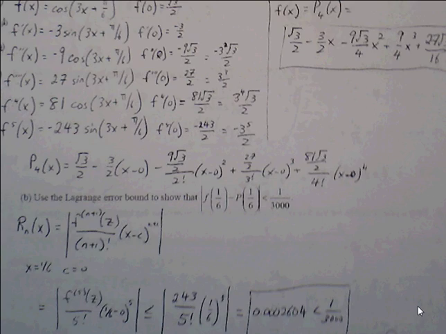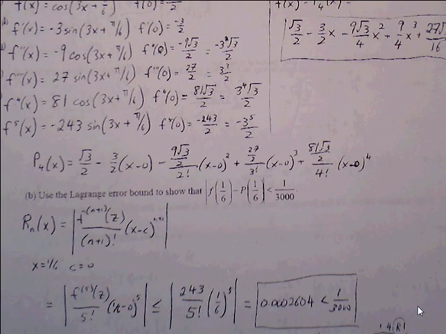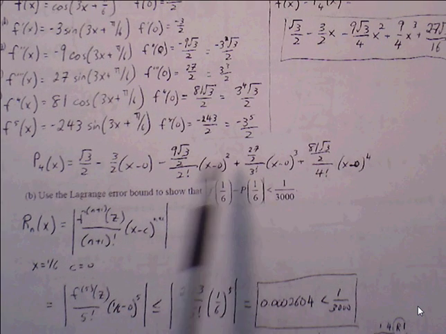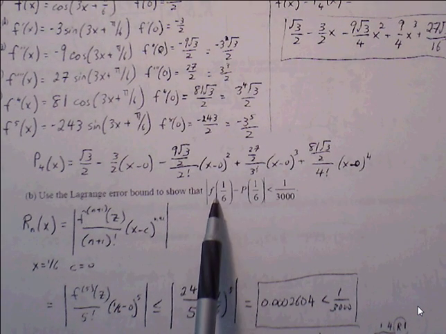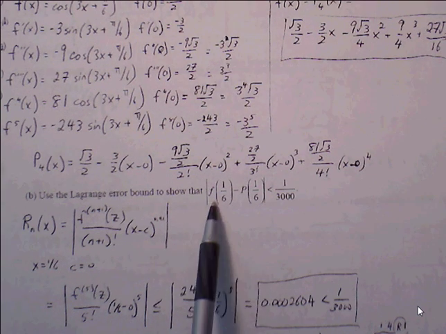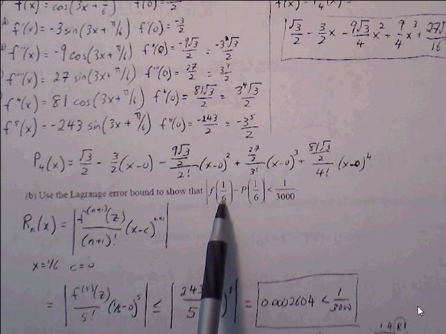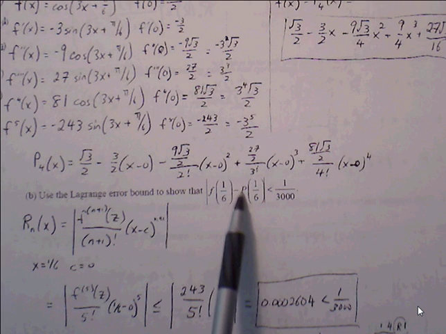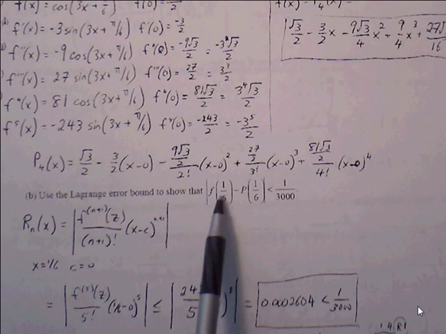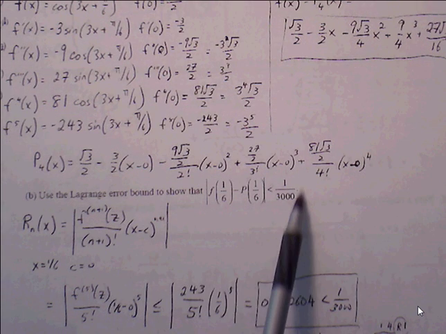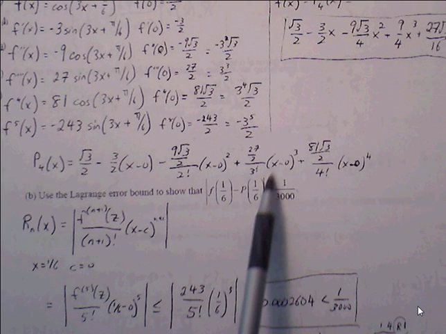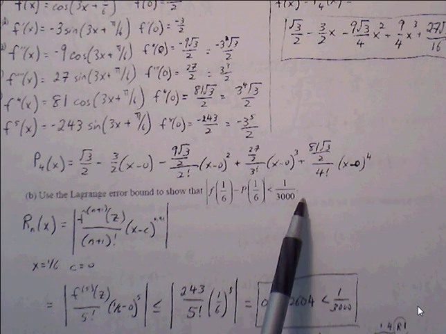Okay, part B. Use the Lagrange error bound to show that the Taylor polynomial evaluated at 1/6 minus the original function at 1/6, the difference between the two of them, will not be off by more than 1 over 3,000.